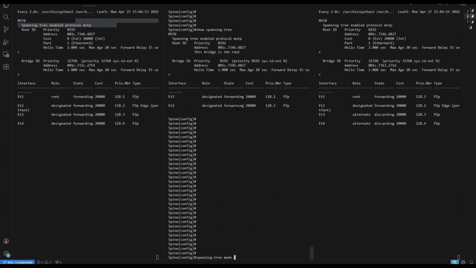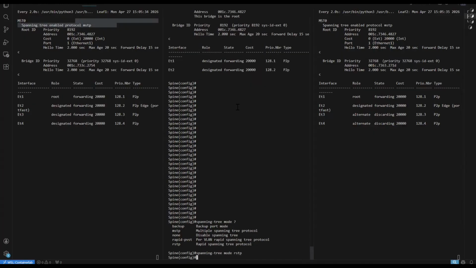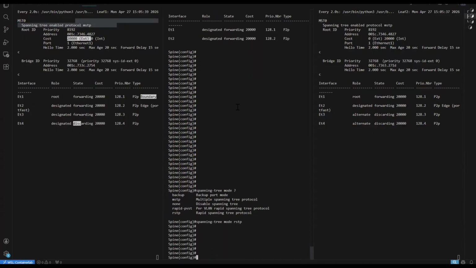So spanning tree mode, I can say. Arista supports RSTP, rapid PVST, and backup mode. Spanning tree none will disable spanning tree. Backup mode we are not going to cover in this video. I will be writing about spanning tree backup in my blog, you can read it there. So spanning tree mode, I'm going to say RSTP.